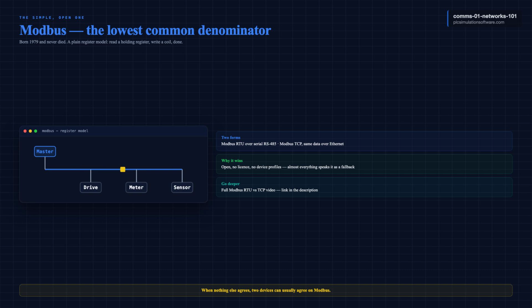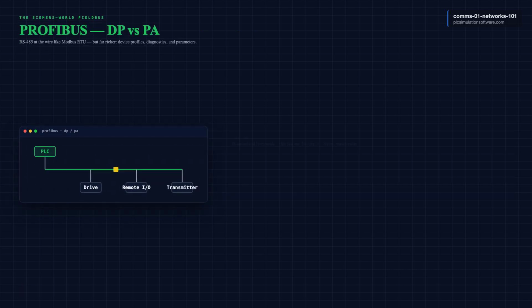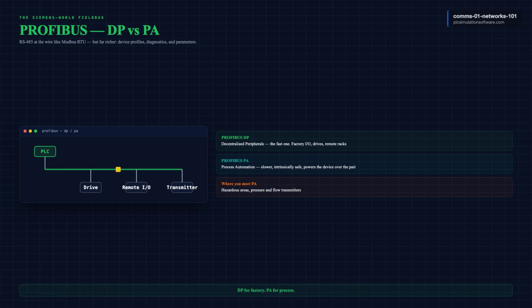Next, PROFIBUS. PROFIBUS is the Siemens World Fieldbus. Also RS-485 at the wire, like Modbus RTU, but far richer. It carries device profiles, diagnostics, and parameters alongside the raw data. It comes in two flavors you should know. PROFIBUS DP is the fast one. DP stands for decentralized peripherals. That is your factory I/O, your drives, your remote racks.